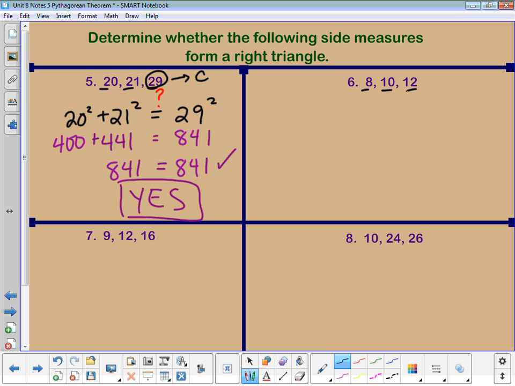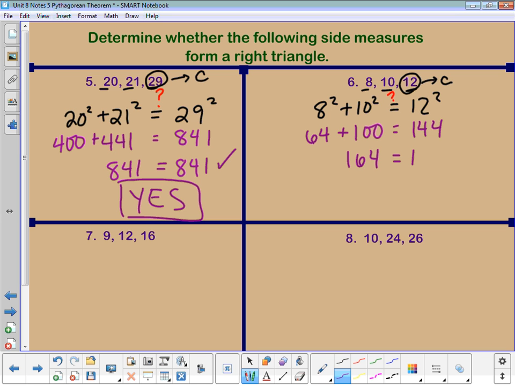And again, the longest one is always the hypotenuse, so 12 has to be my C. So if I put those into the Pythagorean theorem, I have 8 squared plus 10 squared equaling 12 squared. And again, the question is, is that true? Do those things actually equal each other? So for 8 squared, I have 64. 10 squared is 100. 12 squared is 144. If I add those together, I end up with 164 equaling 144. Well, we all know that that's not true. So if those two things don't equal, then these don't make a right triangle. These 3 side lengths are not a Pythagorean triple.